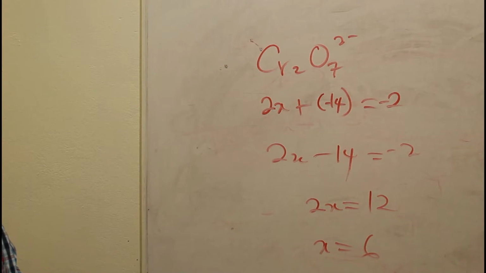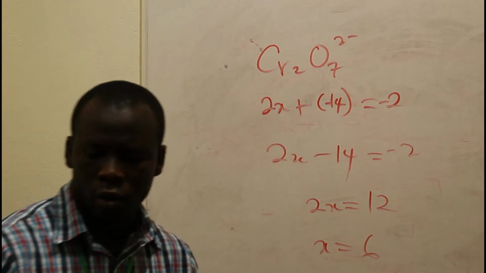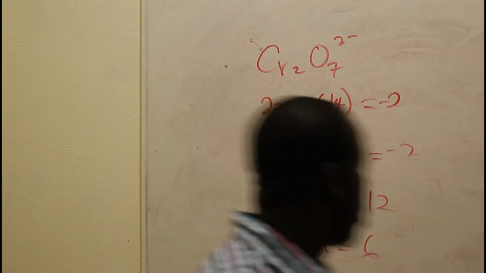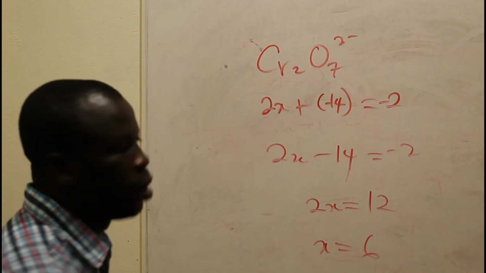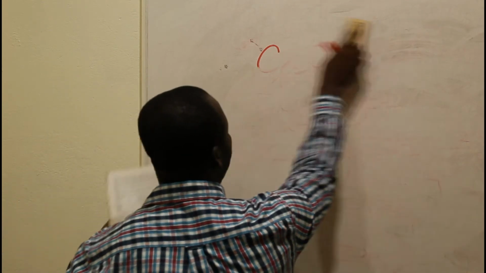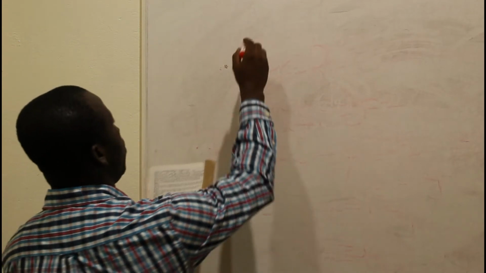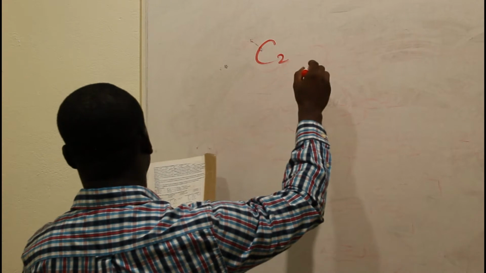So please check the rest, work them out, and also do the following exercise for me as well. So with this one, let us try the following. Now we have to determine the oxidation states of the underlined compounds.